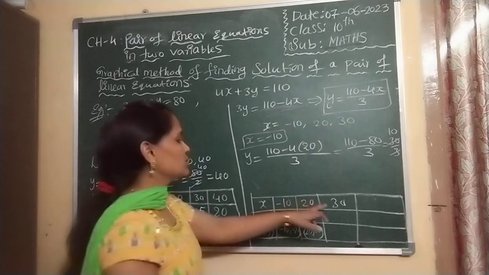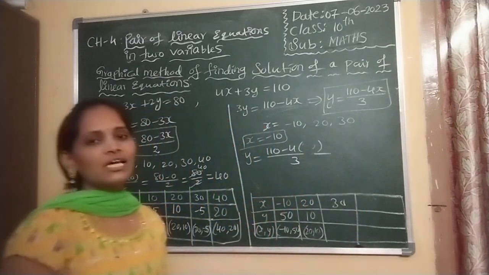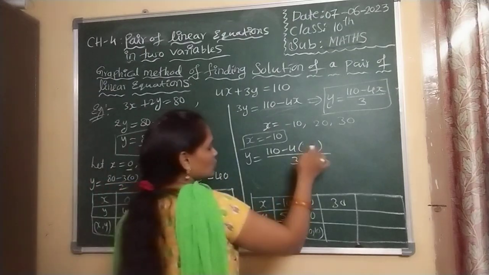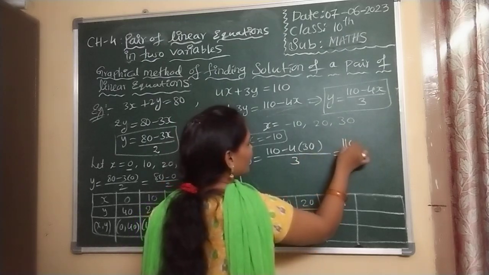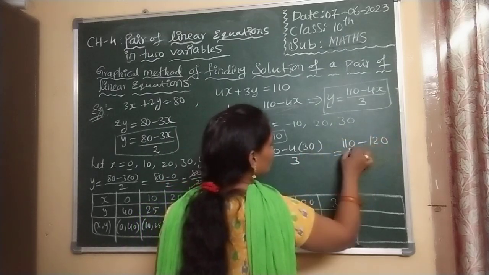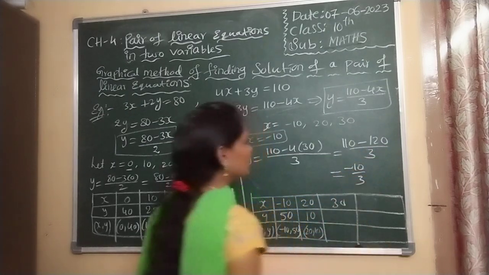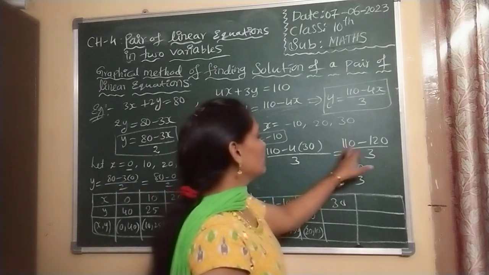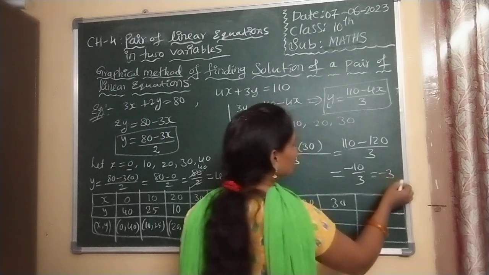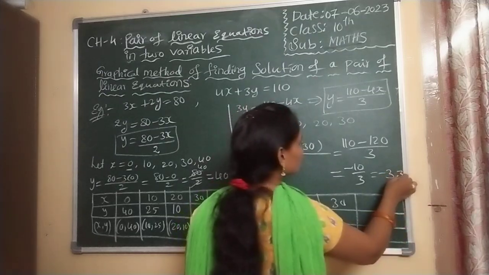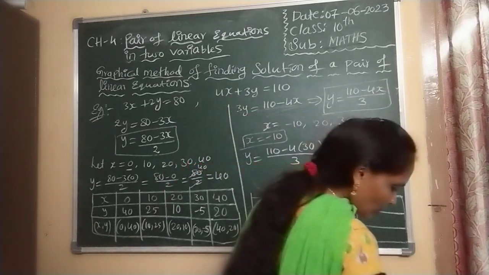If you substitute x is equal to 30, what will you get? The y value. Here I am not having space now. That's why I am using just this page only. That's why I am erasing. 110 minus 120 divided by 3. What will you get? Minus 10 by 3. 110, 120, minus 10 by 3. 3 threes are 9. Again 3 threes are 9. Minus 3.3 you will get. So that is the y value.